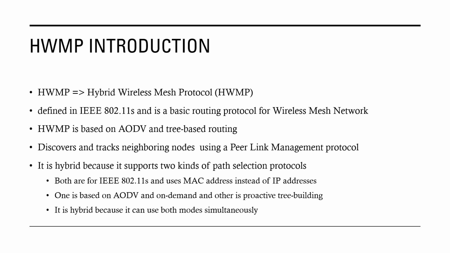So the two kinds of path selection protocols that it uses: one of those is based on AODV and is on demand. That means it only searches for routes if there is a packet which does not match any entry in the routing table. And the other protocol is proactive, okay. So that is proactive tree building, meaning it does not wait for a packet which does not match with any entry in the table.